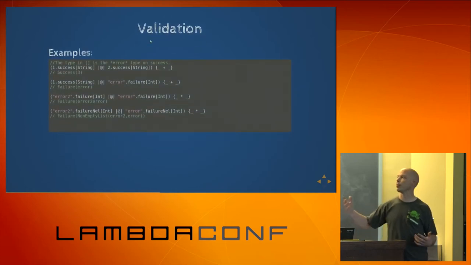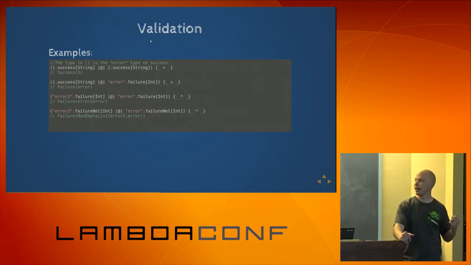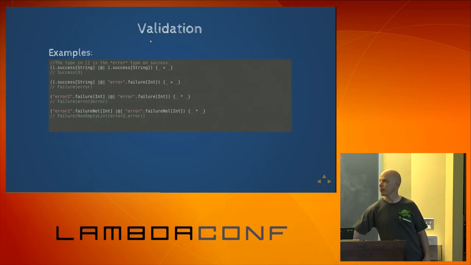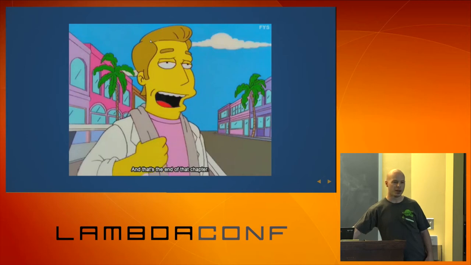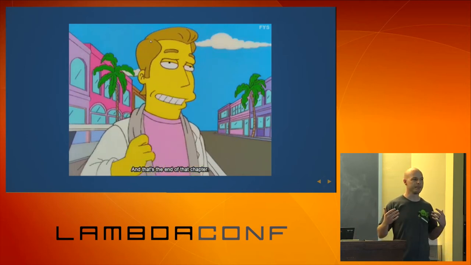So here's just a couple examples, and I use the Pinkie Pie syntax here. But we don't even need to really go into these because we talked about it a bunch in the last section. Basically, it's just accumulating errors on the left, and it's calling the function with the success values if it was a success. So that's all I have to say about the actual data types.